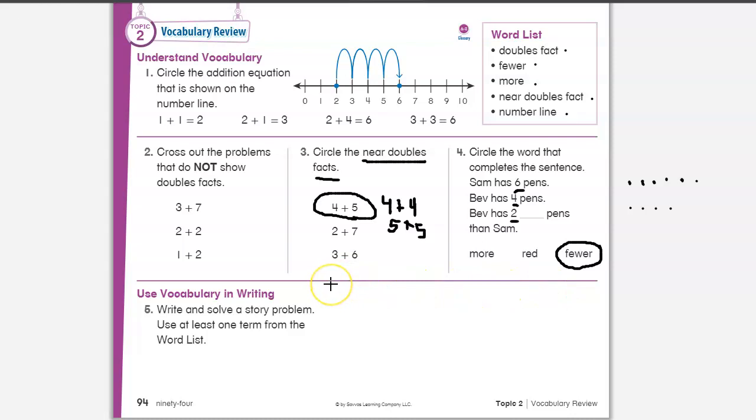Number 5 says use vocabulary in writing. So that would be words that we learned in the words list. It says write and solve a story problem. Use at least one term from the word list. So the word list we learned up here. So doubles fact, fewer, more, near doubles fact, and number line.